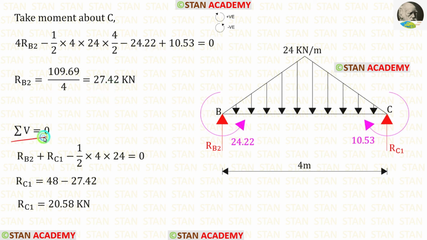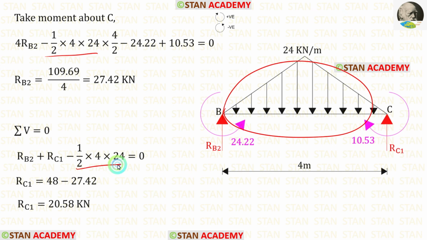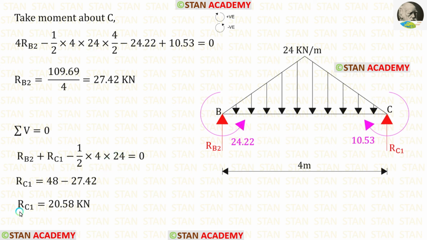Now let us apply this rule and find RC1. RB2 and RC1 are acting upwards, so both of them are positive. The UVL is acting downwards, so that will be negative. To convert the UVL load into point load, we have to find its area. We already know its area. Let us apply that. Finally, for RC1, we are getting 20.58 kN.